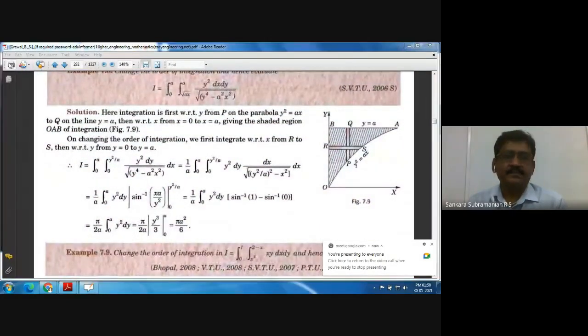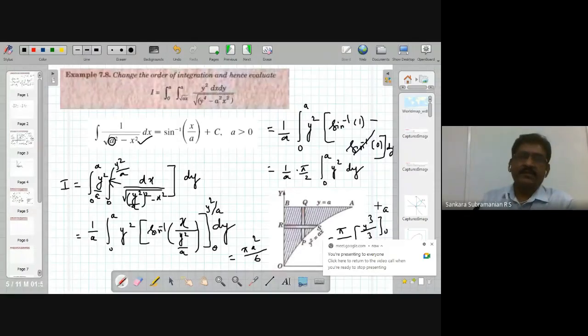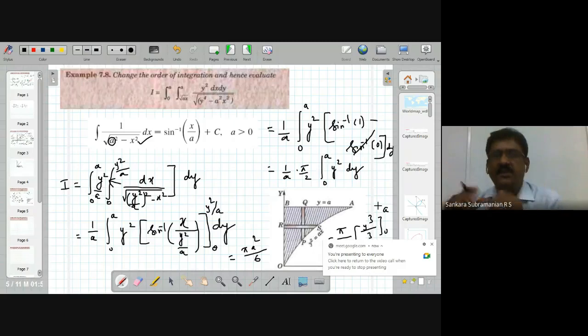So what we have learned from this problem: there are 5 steps available. Change the order of integration and hence evaluation. Directly we cannot go and evaluate it. So it involves a lot of procedures, a lot of information to be known.